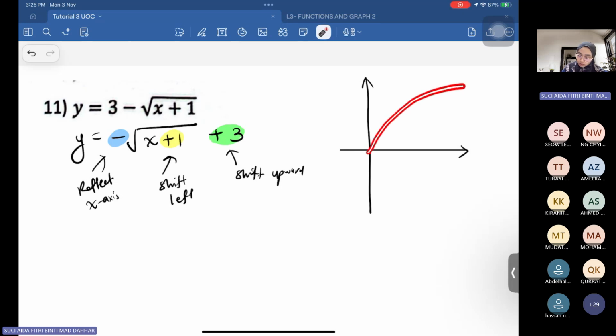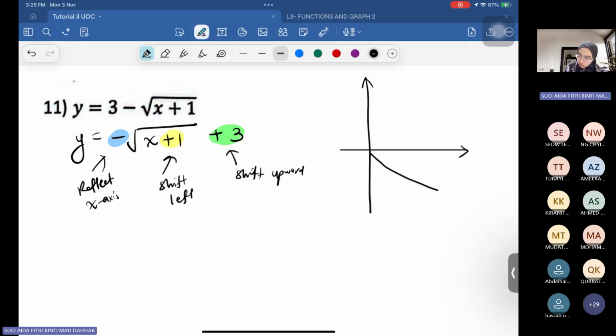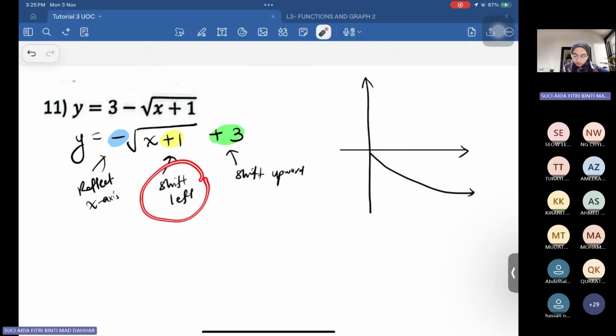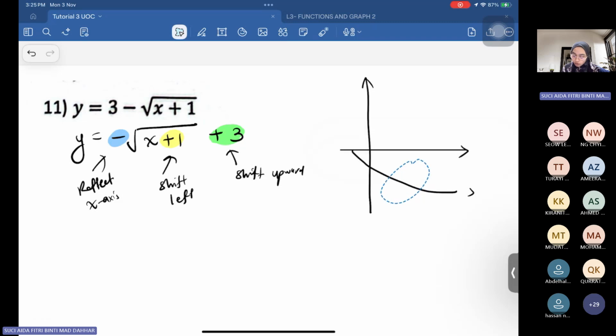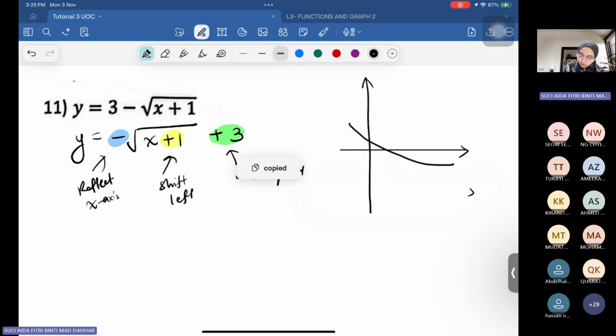This is the original graph. So reflect them on x-axis, it will go down here, right? So my graph is here now. Then shift to the left by 1 and then shift upwards by 3. So I'm going to move this to the left by 1. So it goes to -1 and then goes up 3. So where is this point now? It's at -1 and +3. This is our graph.